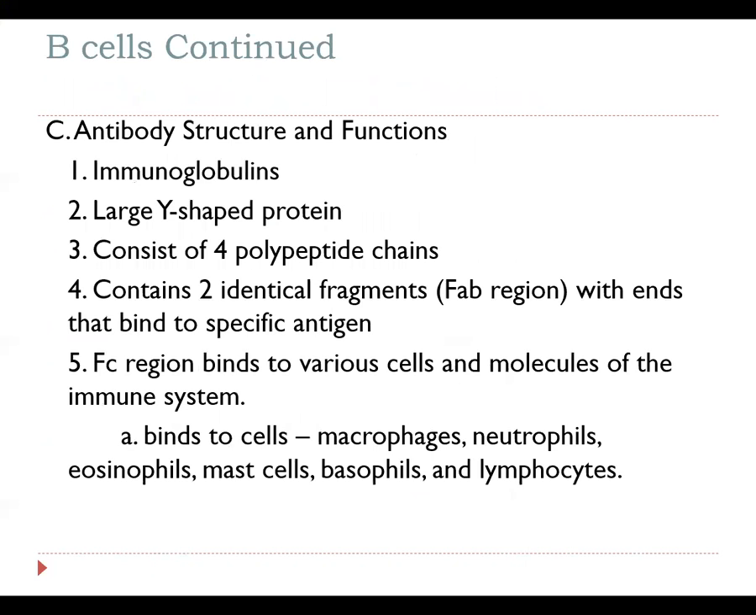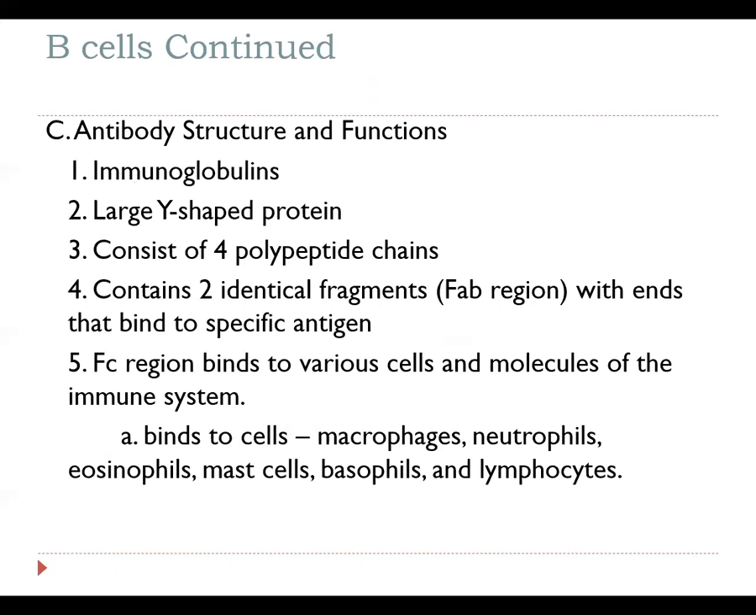Looking into antibodies, we must understand their structure and their function. First of all, we've already talked about immunoglobulins as a form of B cell receptor. B cell receptors are antibodies. Therefore, an antibody structure is very much the same as a B cell receptor. It is made up of immunoglobulin, which is a large Y-shaped protein. It consists of 4 polypeptide chains. 2 of them are identical fragments known as the constant, and then 2 of them will be a variable.